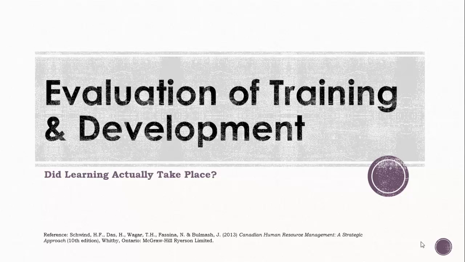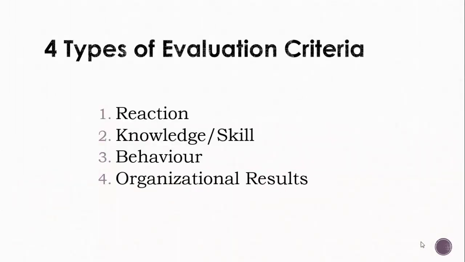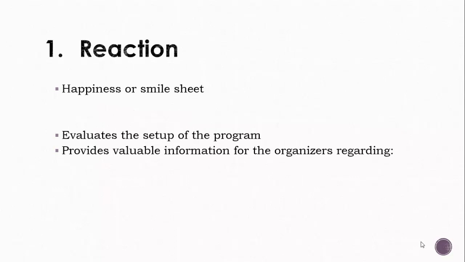Evaluation of training and development. Did learning actually take place? There are 4 types of evaluation criteria: reaction, knowledge and skill, behavior, and organizational results. Reaction is also known as the happiness or smile sheet and is the most widely used criterion in training evaluation.